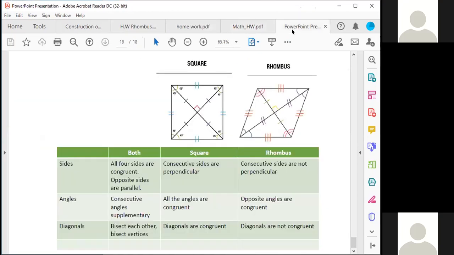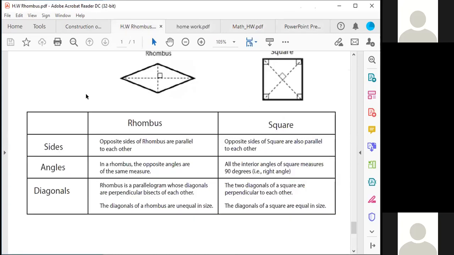Kite and rhombus, square and rhombus. Okay, so now let's go to square and rhombus. Sides are parallel. Yes, they are both parallel in this case, but you did not bring out the difference. The more important thing is that all sides are equal. When you say opposite sides of a rhombus are parallel to each other, the same goes for a rectangle and for parallelograms. But that doesn't bring out the specialty of a rhombus or of squares. So that equality is more important here.